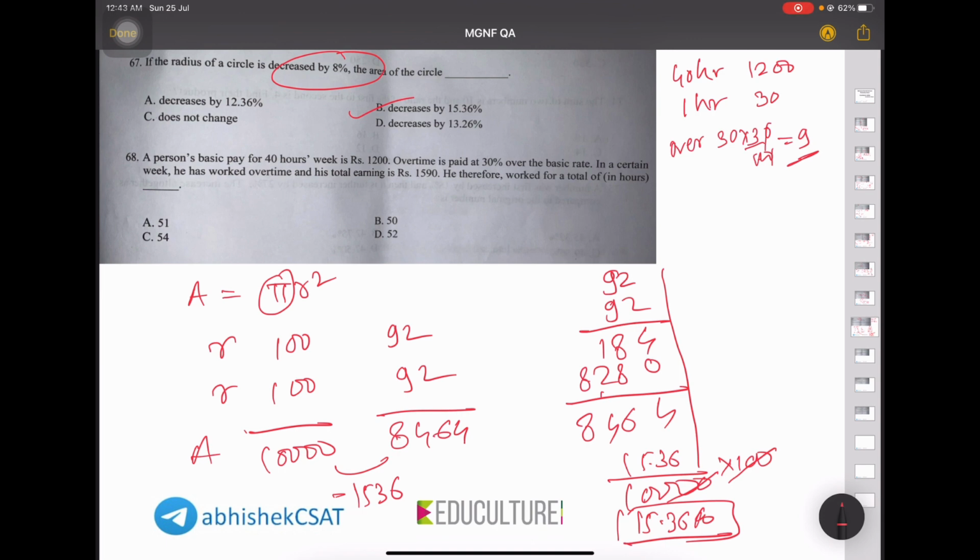In a certain week, he has worked overtime and his total earning is rupees 1590. So, 1200 is basic. So, 390. And all this 390 is for his overtime work. And what is the overtime rate? 39 rupees. So 390 divided by 39 is 10 hours overtime. Now what is the question? He therefore worked for a total of how many hours? So 40 is basic hours and 10 hours is extra overtime. So 40 plus 10, 50 hours. He worked for 50 hours. Okay.